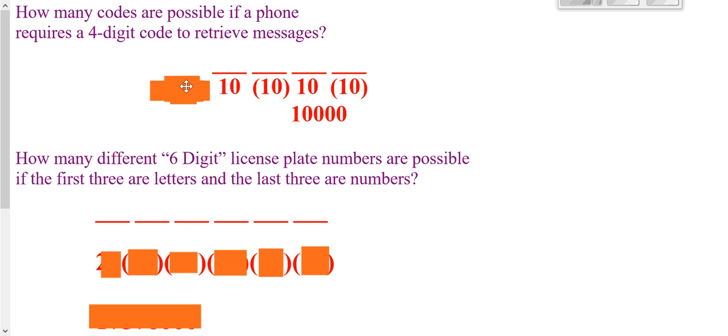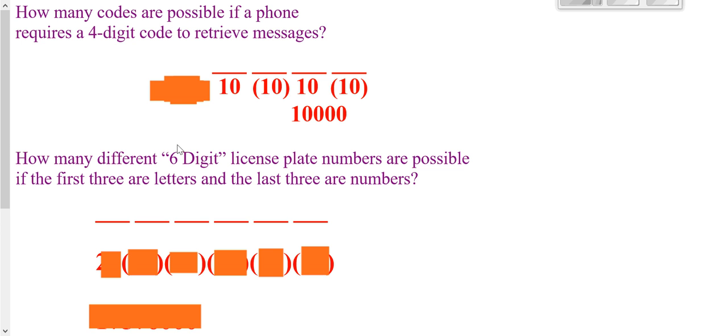Now, if the digits would not be able to be repeated, then that would be different. We'd have a 10 here. If it couldn't be repeated, 1 would be used, so there'd only be 9 options left over here. If 2 were used here, then there'd only be 8 options left over here, and so on. We'll be getting to that, but not right now.